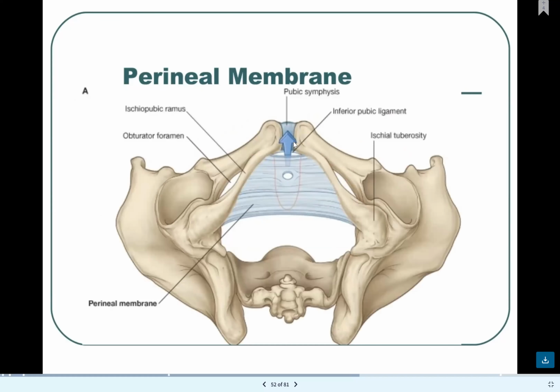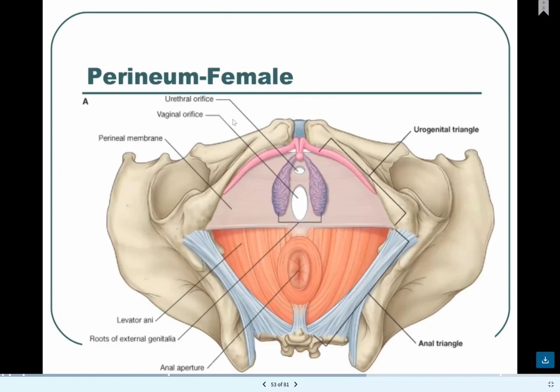Okay. So this is the pubic symphysis. This is the inferior pubic ligament. And then this is the perineal membrane. So looking at the perineum of a female, you can see this is the clitoris. This is the labia majora. The clitoris is one of the most sensitive parts for females.